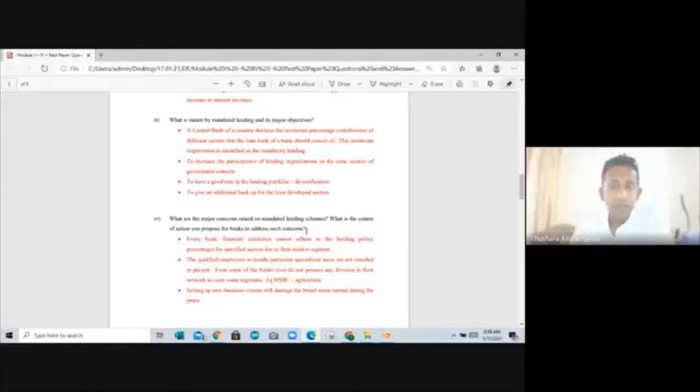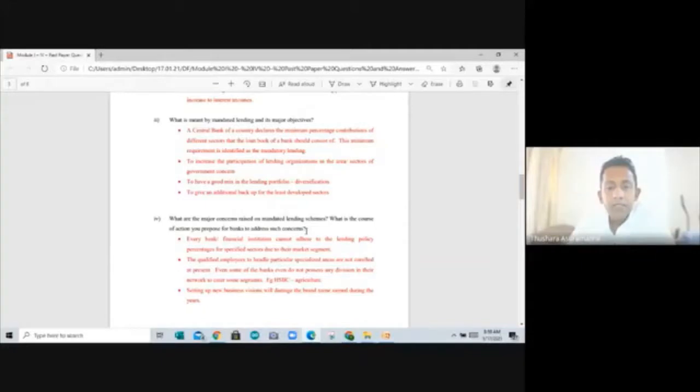It's starting from cost to people to so many things. Qualified employees to handle particular specialized areas are not enrolled at present. Even some of the banks don't possess any division in their network to cater to some, like the HSBC agriculture example. Because now when you say agri, you can't do agri lending if you don't know anything about agri, right? So agri graduates could be a very good solution, recruited as management trainees for banks. Then you can start doing something on that.